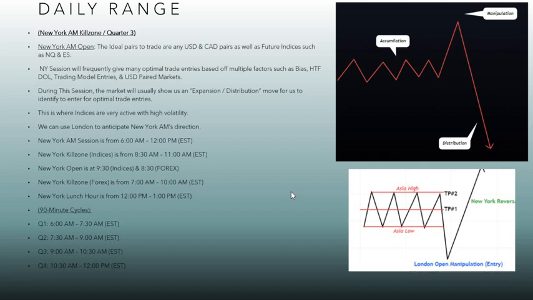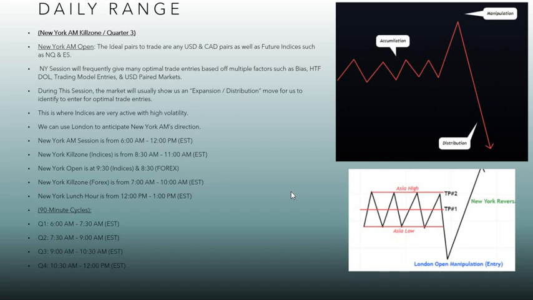Okay? So the New York AM session is from 6 a.m. to 12 p.m. New York kill zone for indices is from 8:30 a.m. to 11 a.m. New York open is at 9:30 for indices and 8:30 for forex. New York kill zone for forex is from 7 a.m. to 10 a.m. And New York lunch hour is from 12 p.m. to 1 p.m. And remember, we don't want to trade the lunch hour. So between 12 p.m. and 1 p.m., we don't want to be entering any trades during that time.